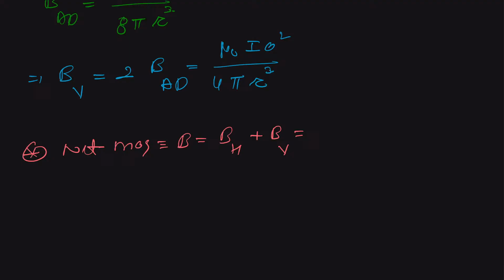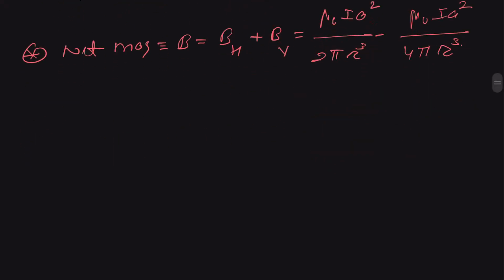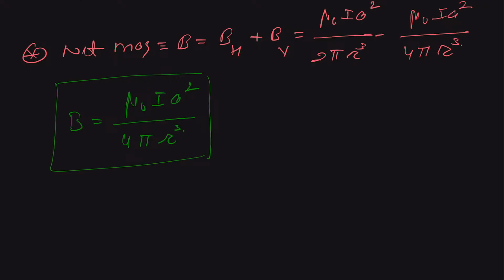Obviously they are going to have opposite signs, so this comes as mu naught I A square upon 2 pi r cube minus mu naught I A square upon 4 pi r cube. Therefore, we get that the total magnetic field B will be equal to mu naught I A square upon 4 pi r cube. So this is the net magnetic field because of our square. Next question.